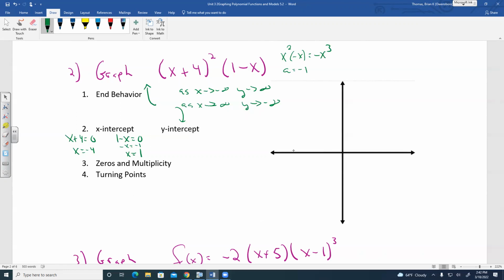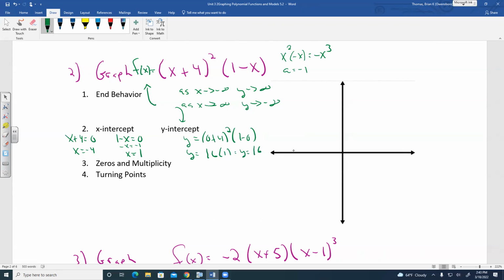For the y-intercept, we have to set, again, this should be f of x equals this. So we should have y equals, and we're going to replace the x's with zeros, 0 plus 4 squared times 1 minus 0. So we're going to get 4 squared, which is going to be 16 times 1. So y would equal 16. So there is a different y-intercept this time.